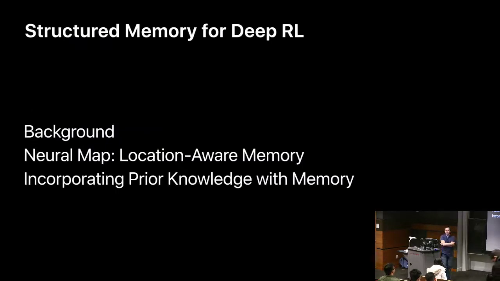Okay, so I'll give you a little bit of background. I'll probably go over background quite quickly, just because this is a reinforcement learning class, so you probably know a lot about reinforcement learning by now. Then I'm going to talk about neural map, which is location-aware memory. And then I'll show you some examples of how you can incorporate prior knowledge within memory, particularly in the language domain, which is a very different domain from reinforcement learning.